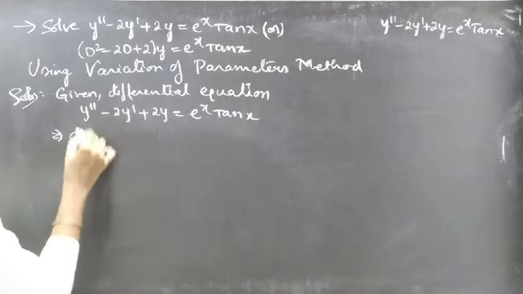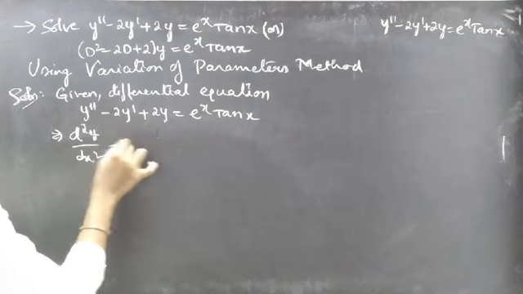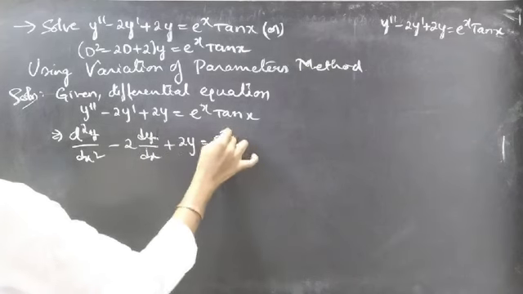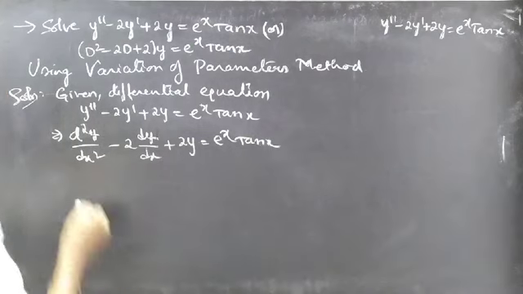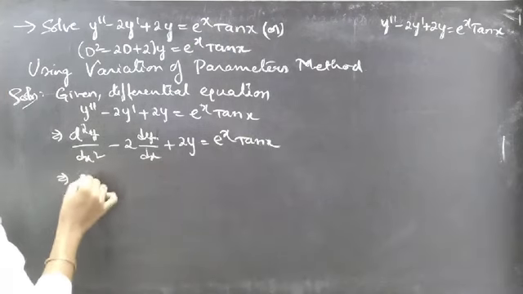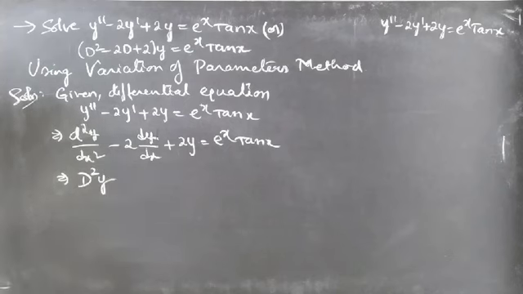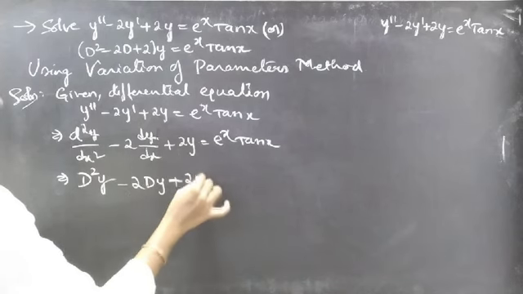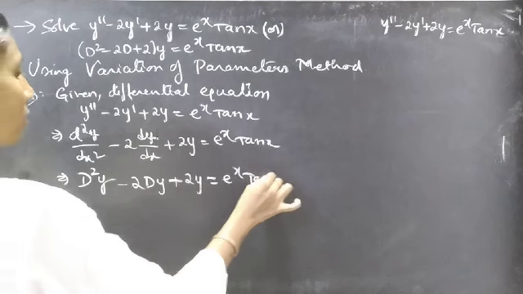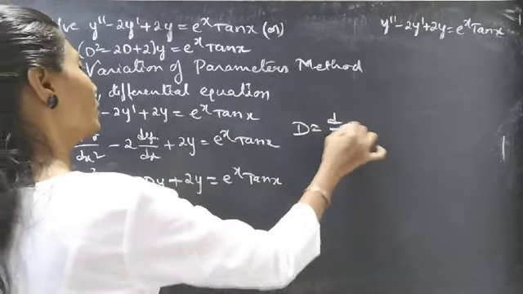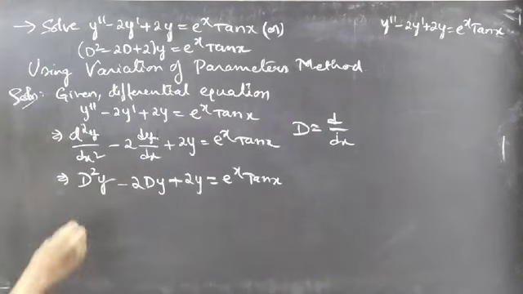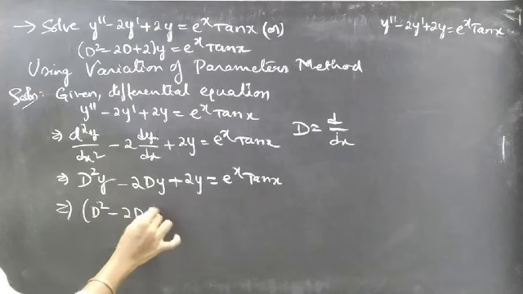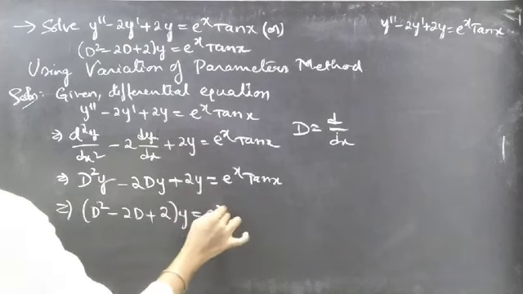Now we can write y double dash as d square y by dx square, minus 2 into y dash as dy by dx, plus 2y equal to e power x tan x. Now we can write d square y by dx square as capital D square y in operator form, minus 2 into Dy, plus 2y equal to e power x tan x, since the differential operator is d by dx, right? Now take y common from all three terms of the LHS, and we'll get d square minus 2d plus 2 into y equal to e power x tan x.